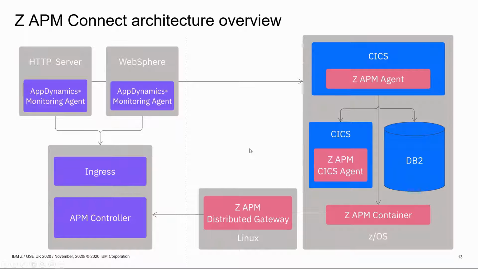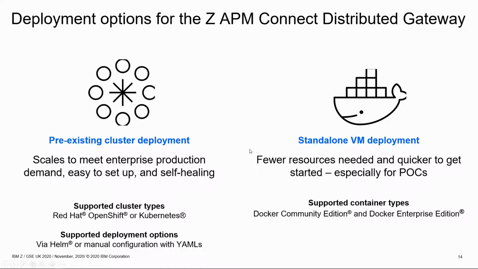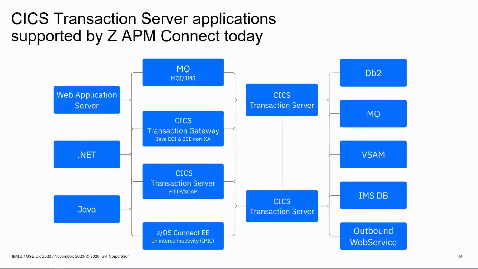The nice thing about the topology, especially the distributed gateway pieces, is that a lot of what we're doing is moving towards containers. So we can do a quick and easy standalone VM deployment with Docker and get something up and running just for a quick test. Or we can start looking at OpenShift and Kubernetes to really build out an enterprise-scale deployment of the solution.